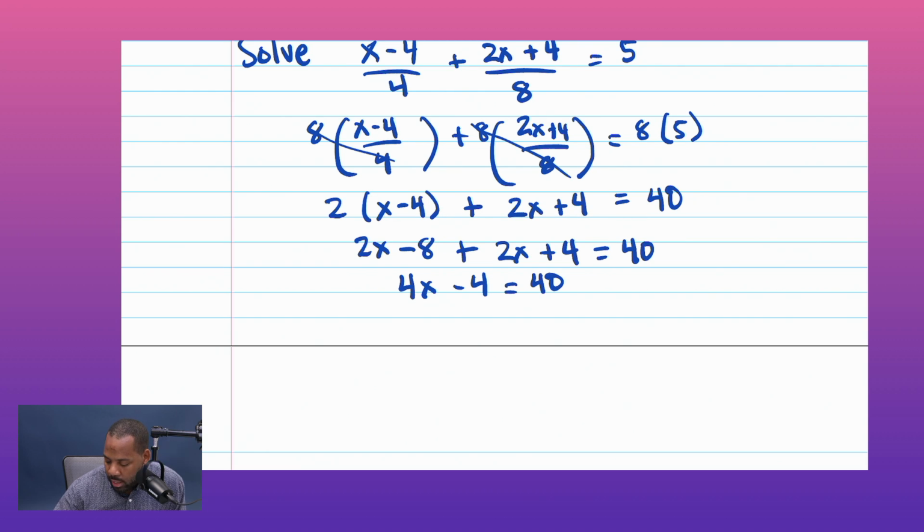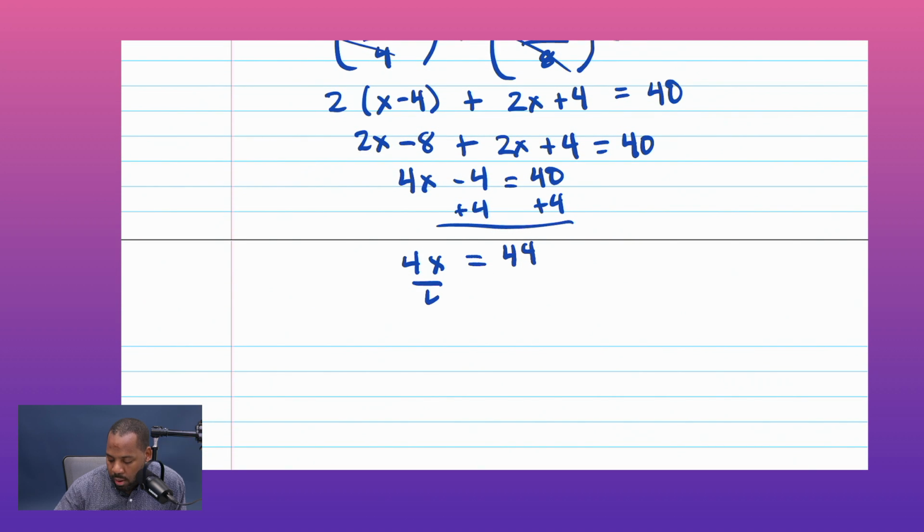Adding 4 to both sides, we have 4x is equal to 44. Dividing by 4, x is 11. And there we have it.